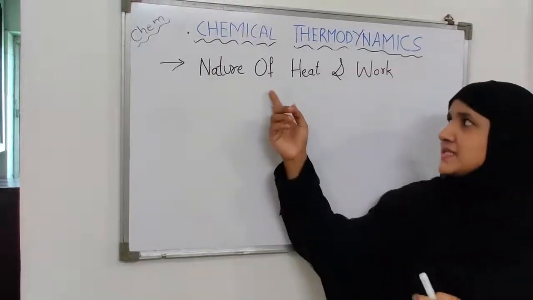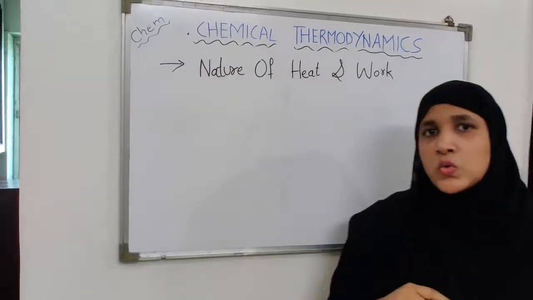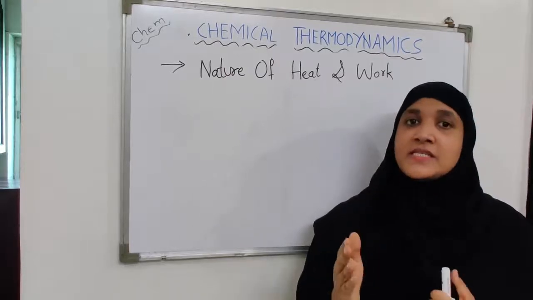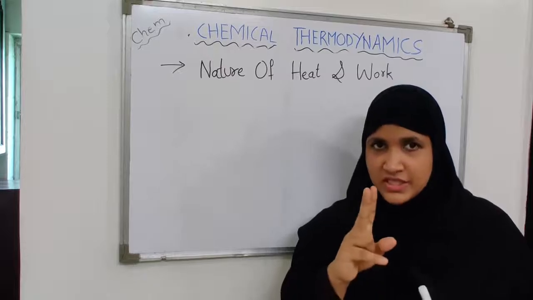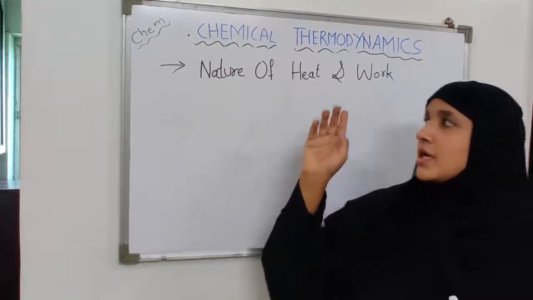Our next topic is the nature of heat and work. Heat and work are the two ways by which a system can change its energy. Which system? A closed system. So the energy of a closed system can be changed by two modes: heat and work. Now, what is heat?